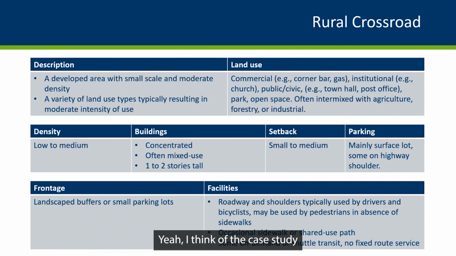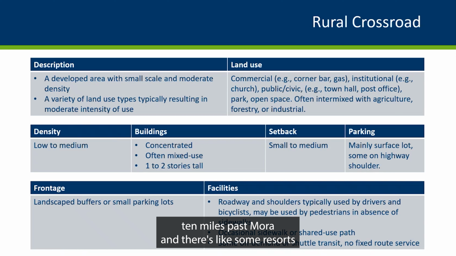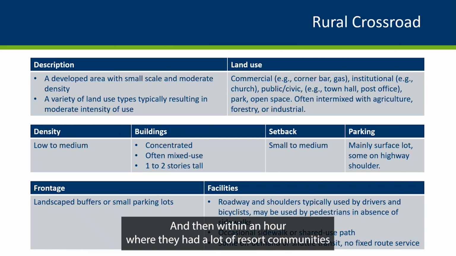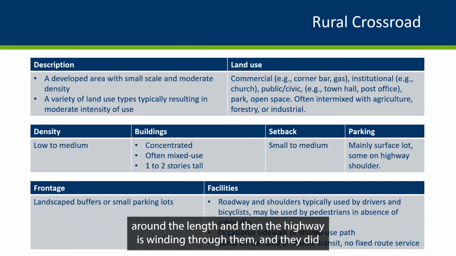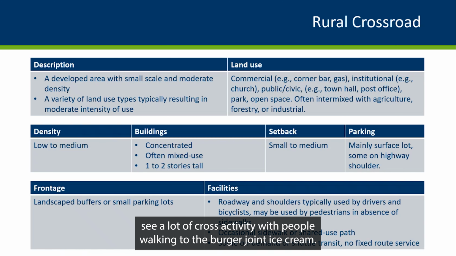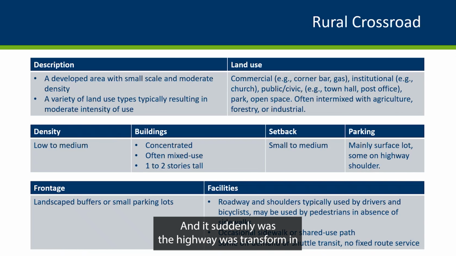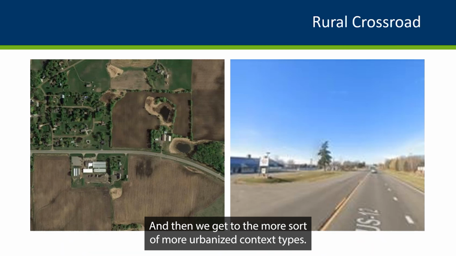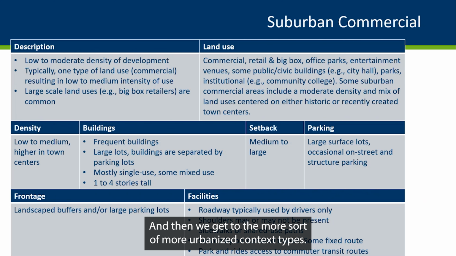Yeah, I think of a case study in Mora. You go 10 miles past Mora, and there's some resorts with a restaurant, like a steakhouse there, or something. You know, it's that kind of thing. Yeah. We also dealt with it in D4 where they had a lot of resort communities around the lake, and the highway is winding through them. And we did see a lot of crossing activity with people walking to the burger joint, to the ice cream. And suddenly the highway was transformed into this somewhat urban space. It was shocking to drivers. Yeah. And then we get into the more urbanized context types.